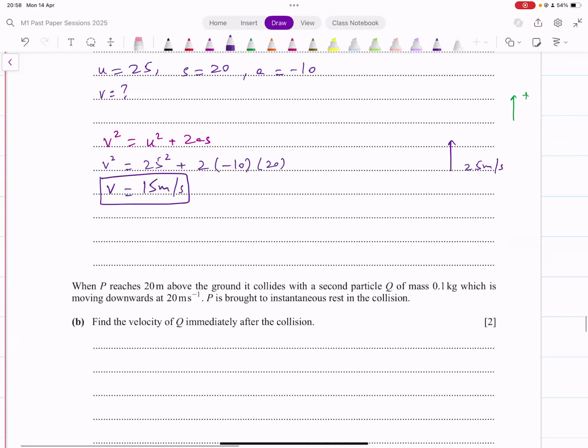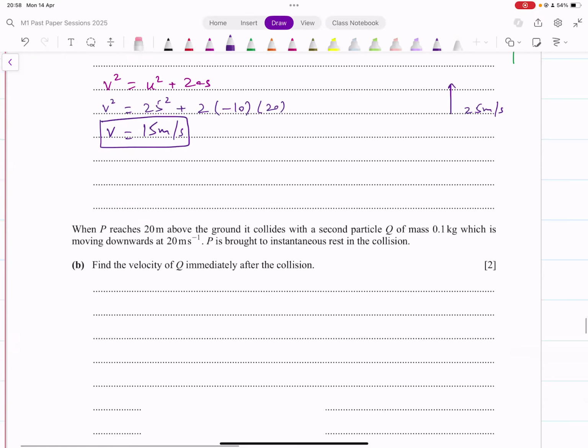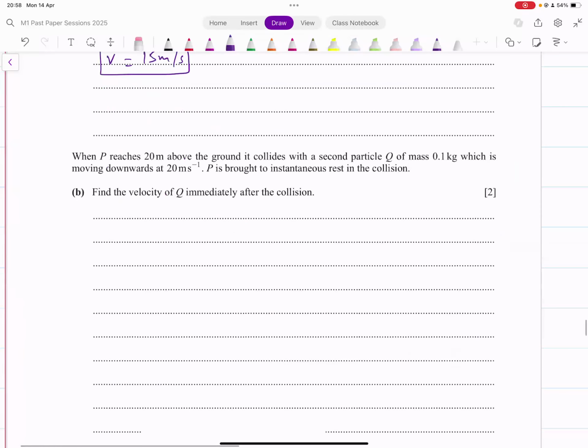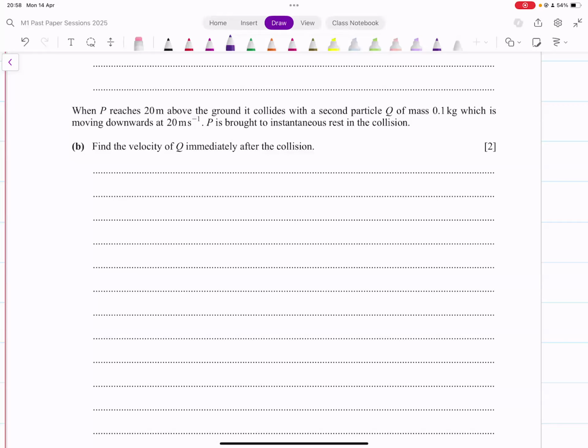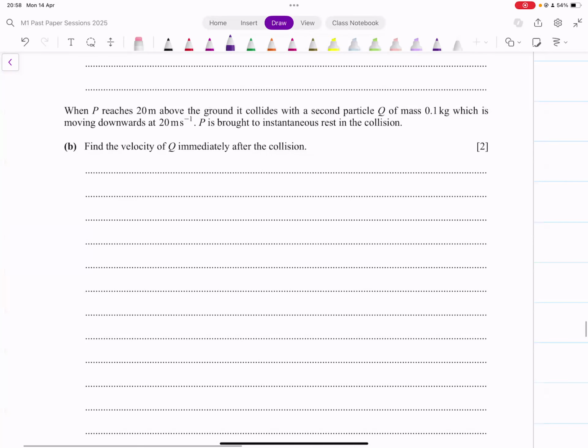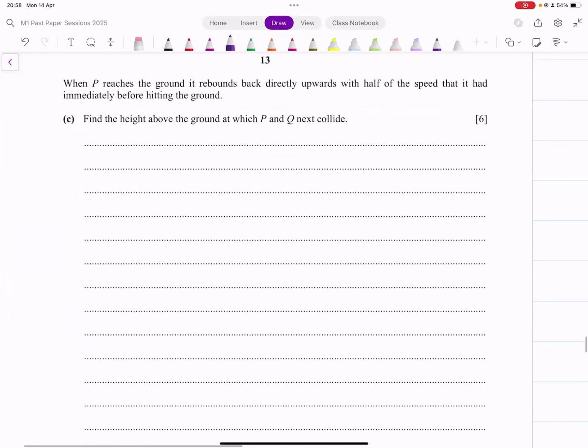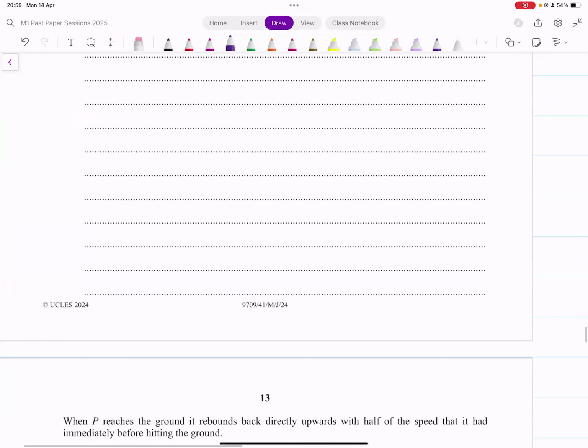When P reaches 20 meters above the ground, it collides with a second particle Q of mass 0.1 kilograms, which is moving downwards at 20 meters per second. P is brought to instantaneous rest in this collision. Find the velocity of Q immediately after this collision. Again, the difficult type of question, kinematics and momentum, both of them together. Let's see how to deal with this now.